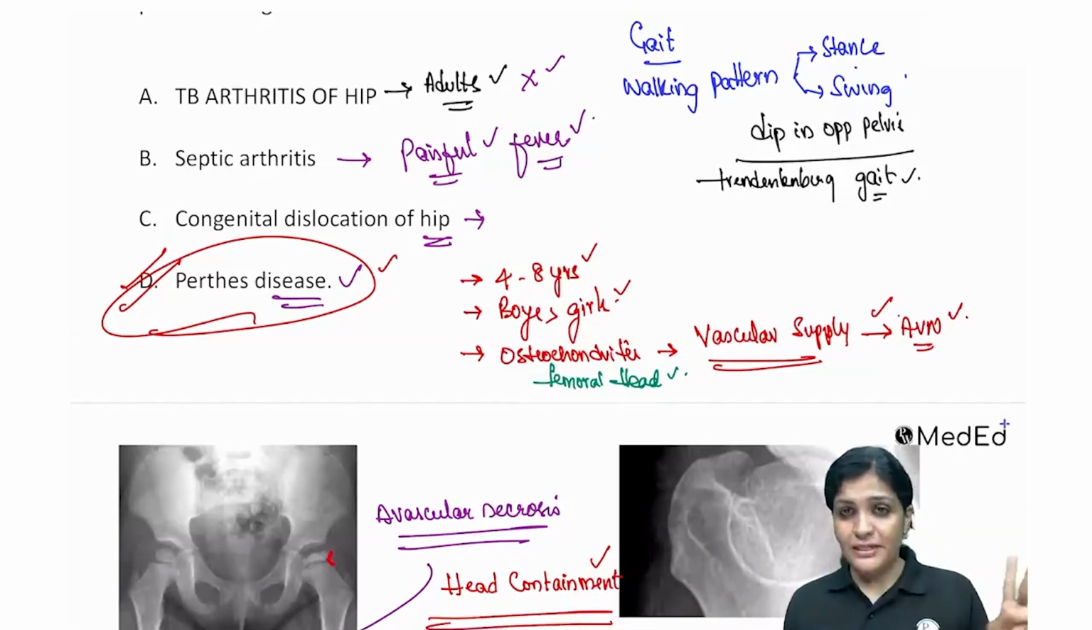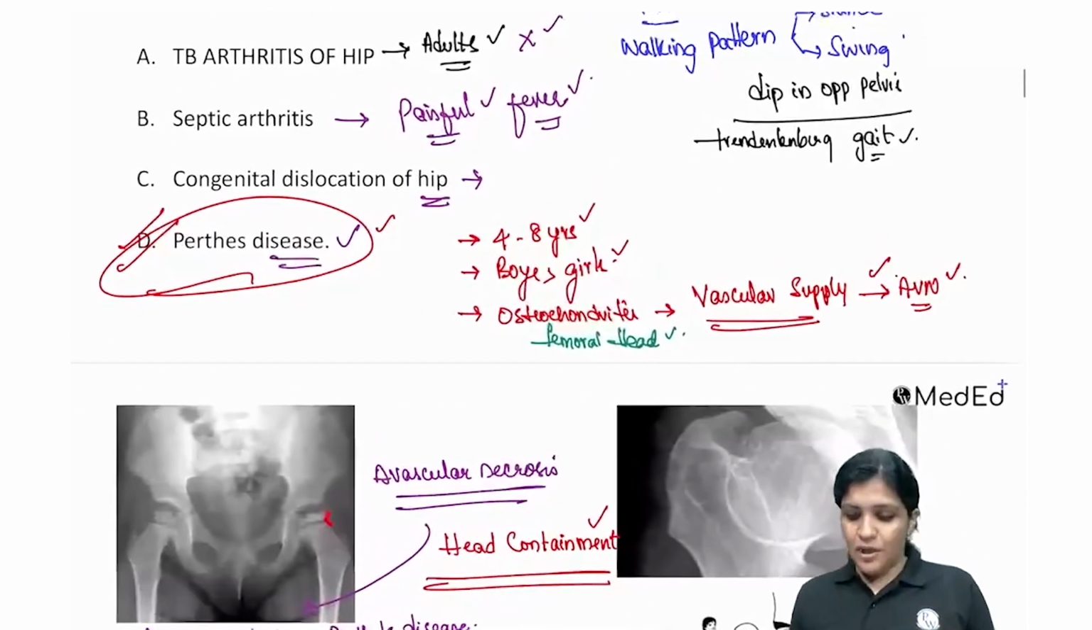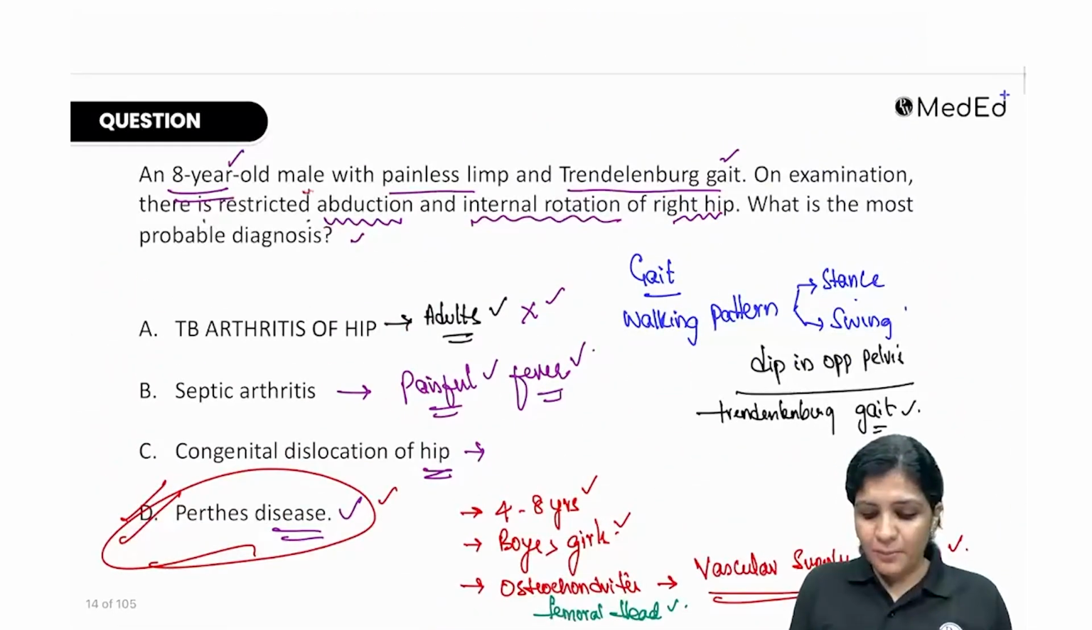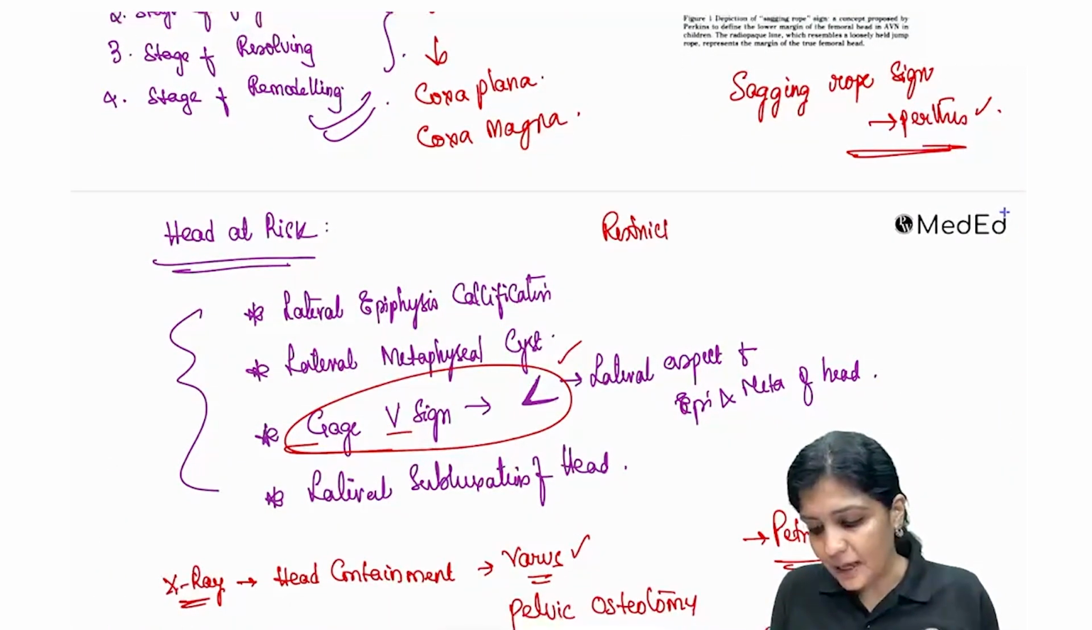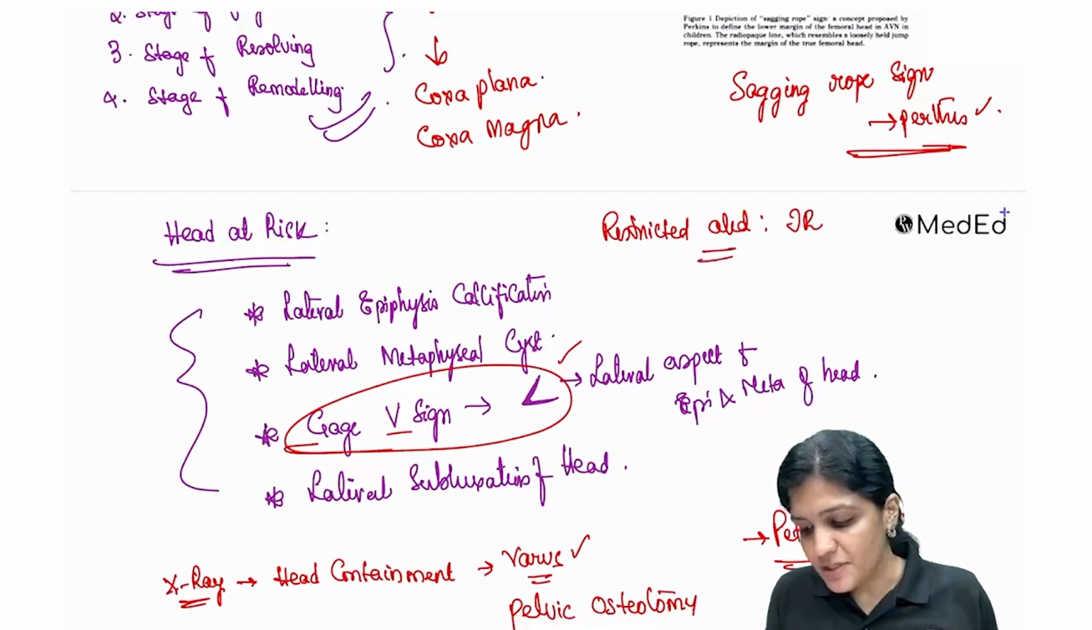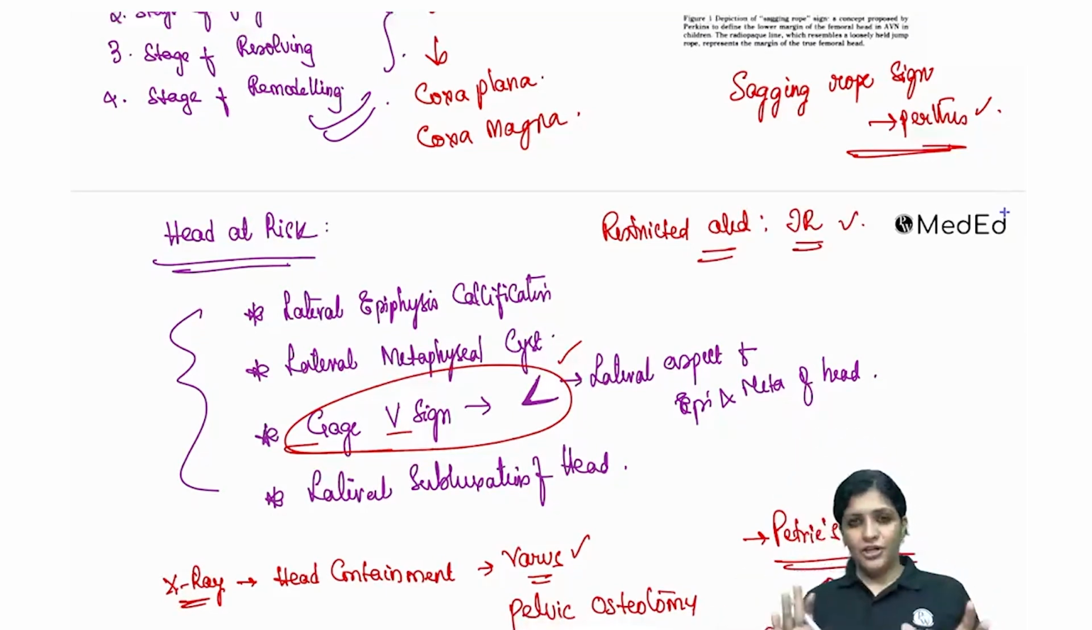So there are two possibilities, but what is your duty? To see that the head is sitting inside the acetabulum. So what is the most important thing you have to remember? The patient will present with restricted abduction and internal rotation. So restricted abduction is there and restricted internal rotation, both are there.